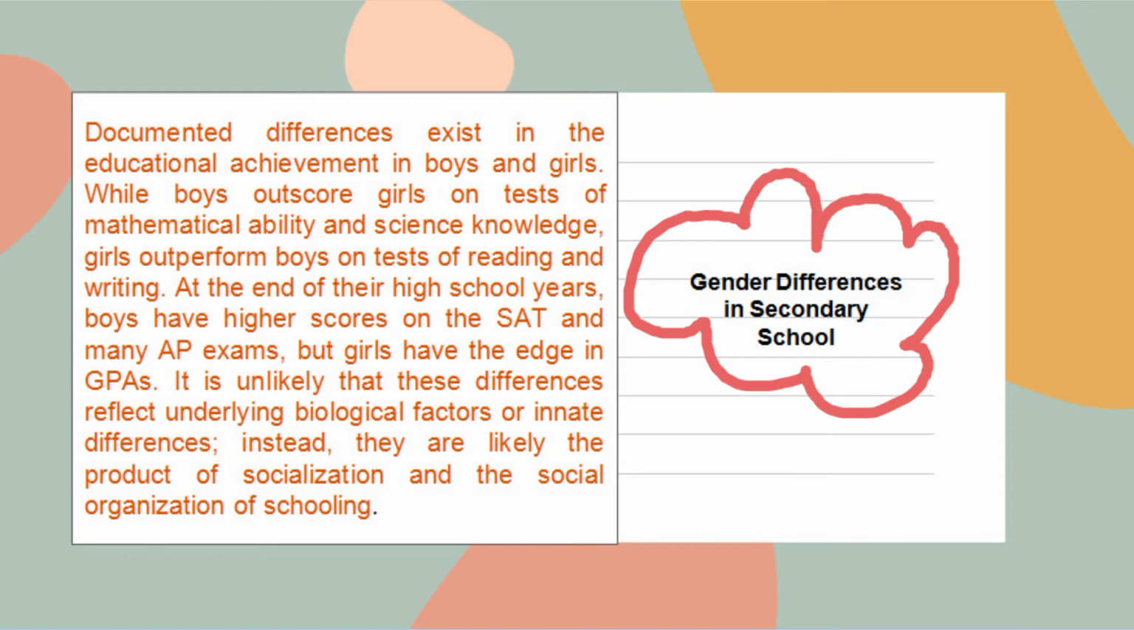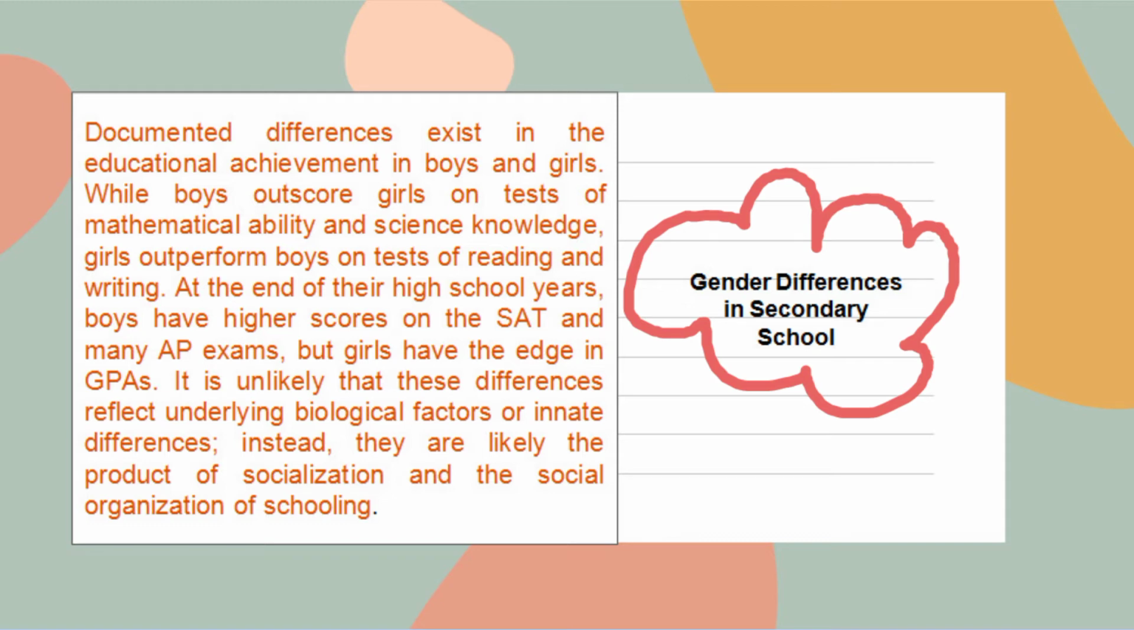Documented differences exist in the educational achievement of boys and girls. While boys outscore girls on tests of mathematical ability and science knowledge, girls outperform boys on tests of reading and writing. At the end of their high school years, boys have higher scores on the SAT and many AP exams, but girls have the edge in GPAs. It is unlikely that these differences reflect underlying biological factors or innate differences.